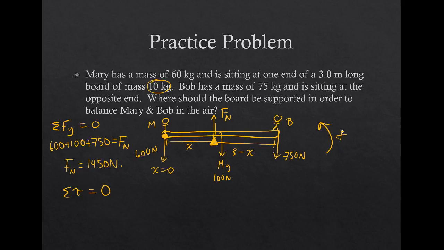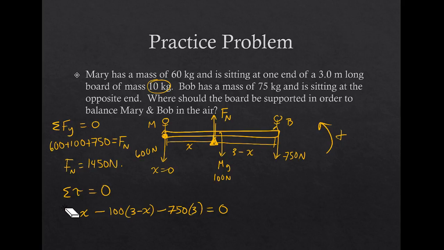So it looks like the normal force is going to create a positive torque that's equal to the normal force times that distance x. The weight of the board, which is 100, will cause a negative torque at a distance of 3 minus x. And the weight of Bob will create a torque with a force of 750 newtons at a distance of 3 meters that will also be negative, and those must all add up to 0.